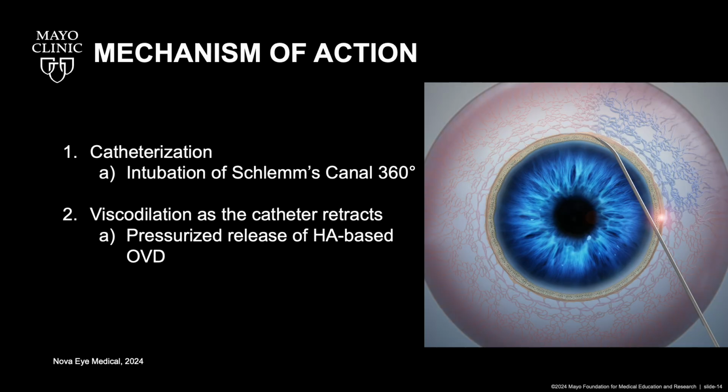So this slide is just a brief overview of the mechanism of action of the iTrack catheter system. So the procedure involves catheterizing Schlemm's canal and gradually retracting the catheter while releasing viscoelastic under controlled pressure. In addition, the tip of the cannula is pointed and it can perform a microgoniotomy. This action dilates the canal, creating a more favorable environment for aqueous outflow. The use of an HA-based OVD not only dilates the canal, but also helps separate the inner and outer walls, enhancing its function and longevity.